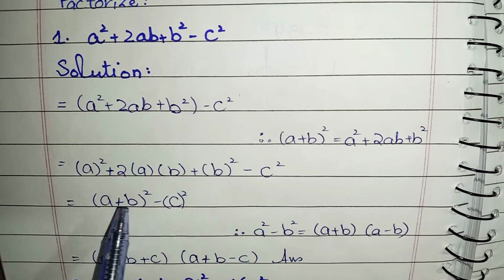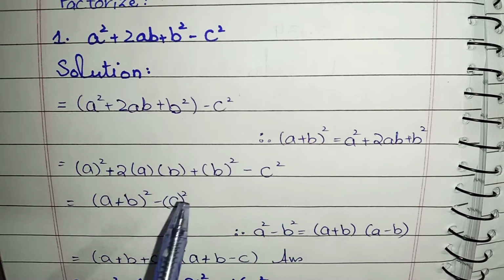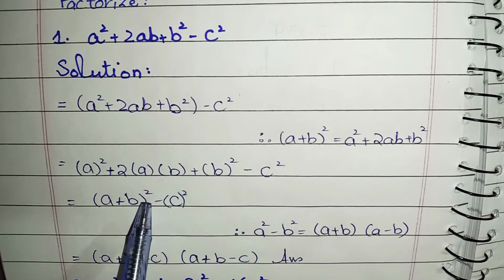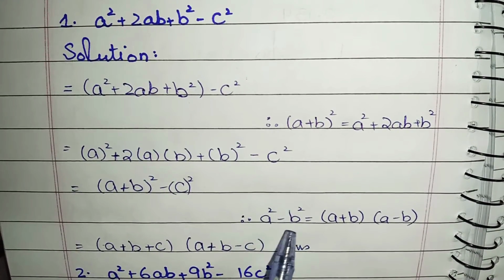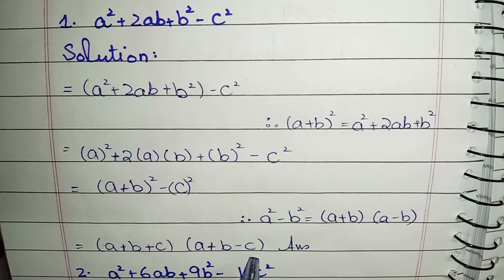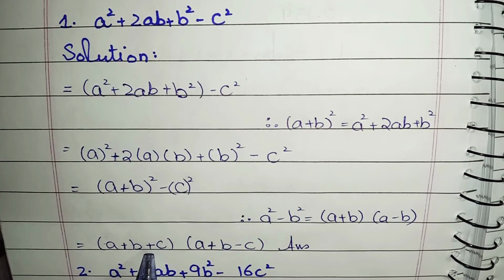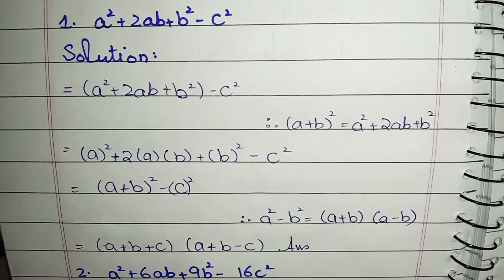Here we will write a plus b whole square and minus, we will build up the square of c, so we will write here c whole square. Now we have two terms having square on them and having minus in between them, so we will use our second formula a square minus b square is equal to a plus b into a minus b. So we will write a plus b plus c into a plus b minus c. As you can see, we will write these two terms firstly with the plus sign, then secondly with the minus sign. So this is our answer.